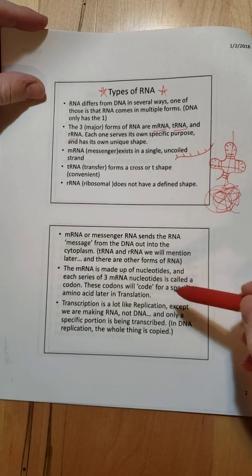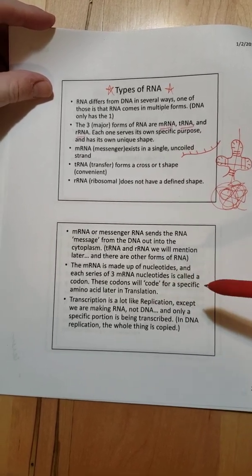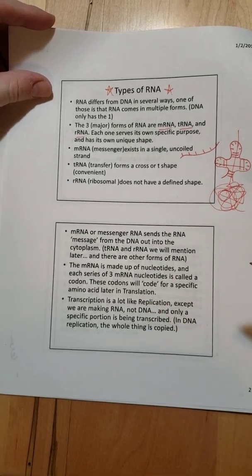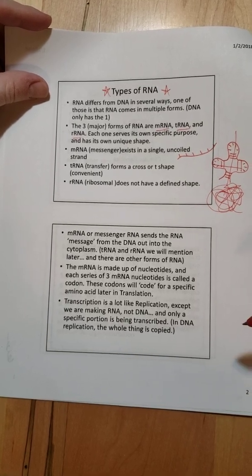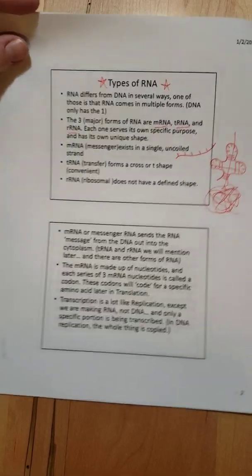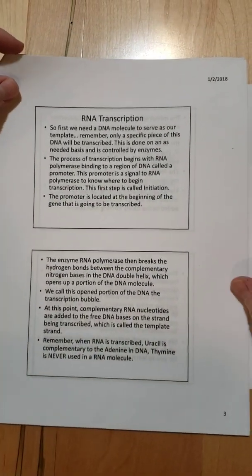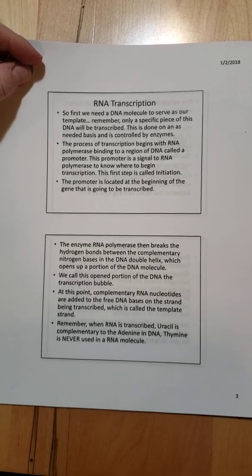Keeps going. Again, types of RNA, know those things. It tells you what a codon is. We've talked about codons in the past. It's a series of 3 mRNA nucleotides, and they're going to code for a specific amino acid. We've talked about amino acids in the past too. We'll get to that when we talk about translation a little bit more. And then I said to you guys last time that transcription was a lot like DNA replication, so that if you learned about replication, this would be easier.